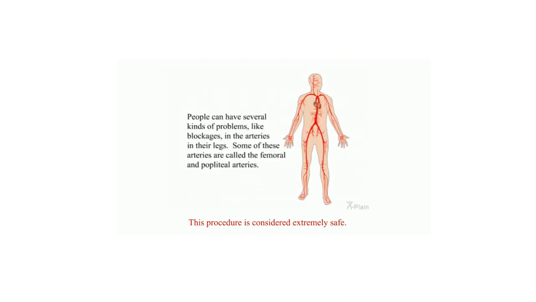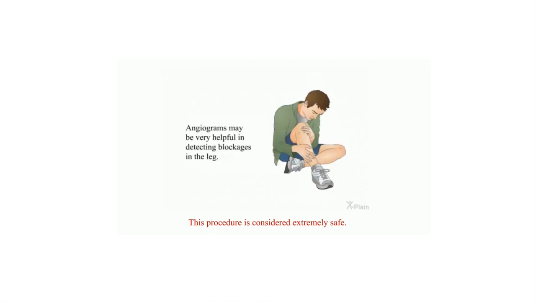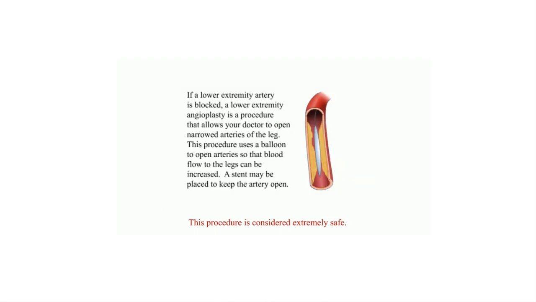Summary. People can have several kinds of problems, like blockages in the arteries in their legs. Some of these arteries are called the femoral and popliteal arteries. Angiograms may be very helpful in detecting blockages in the leg. If a lower extremity artery is blocked, a lower extremity angioplasty is a procedure that allows your doctor to open narrowed arteries of the leg.